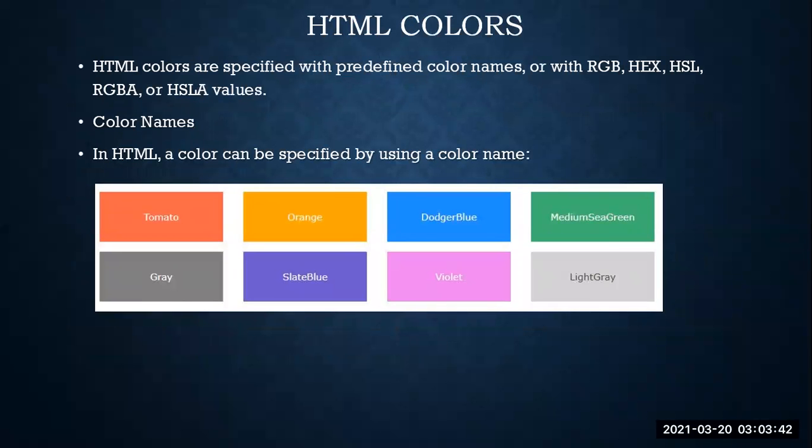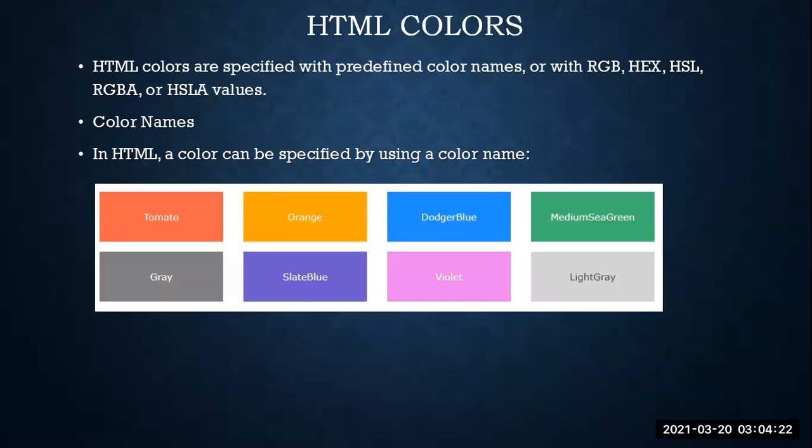Now this takes us to HTML colors. HTML colors are specified with predefined color names, or with RGB, hexadecimal, HSL, RGBA, or HSLA values. This is used to mix colors. By the time you start building projects, your customers will tell you what color they want. Of course, we all know what primary colors are, and we want to be able to mix colors together, adding some colors to the primary colors to give us another color.